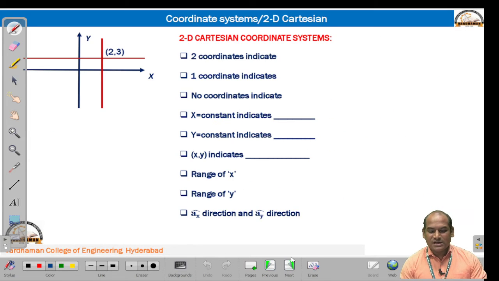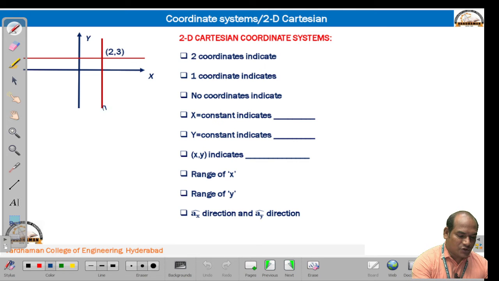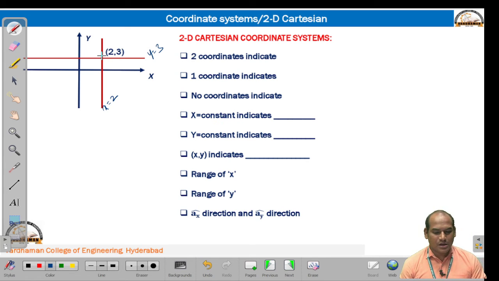So, these are some points we have already discussed. This is a summary I can tell regarding the 2-dimensional Cartesian coordinate system, and this process I have already informed you: x is equal to 2 is this one, y is equal to 3 is this one, and the intersection point is this one. Then, if I give two coordinates, what are you representing? X I am giving, y I am giving, you are representing a point.